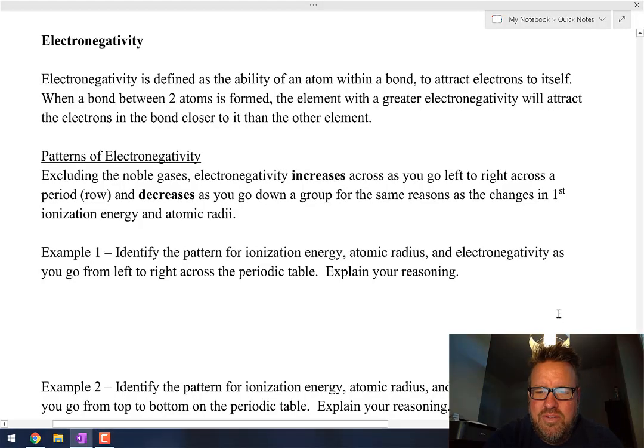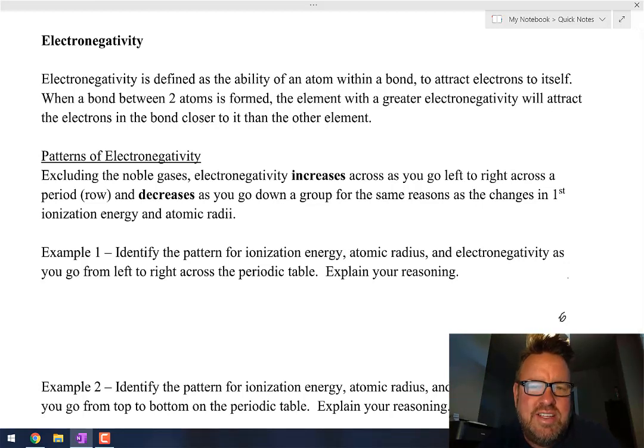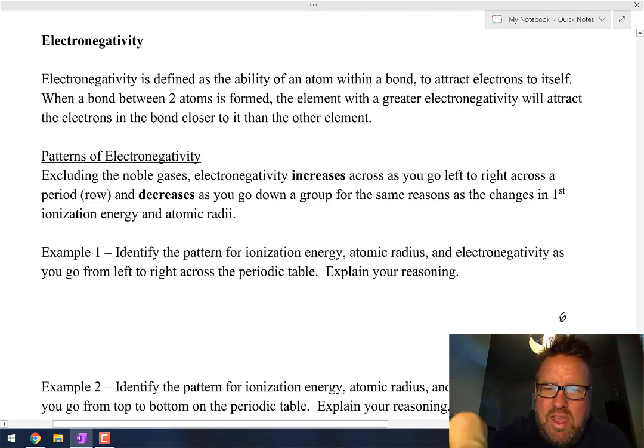All right, so far we've talked about ionization energy, we've talked about atomic radius, and the third one that follows the exact same patterns as ionization energy and atomic radius is what's called electronegativity. So the electronegativity of an element is the ability of an atom within a bond to attract electrons to itself. So think about, like, the carbon-fluorine bond.